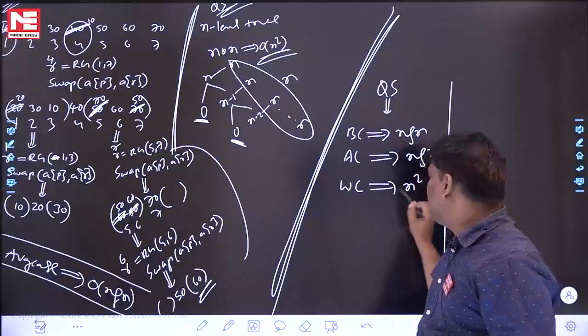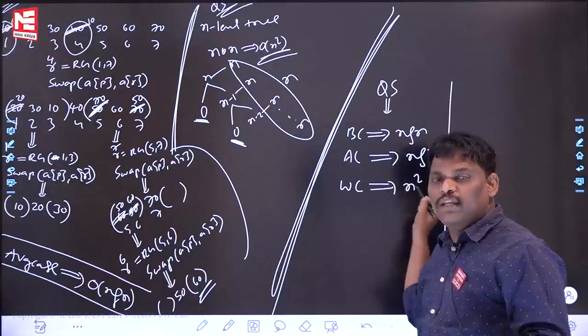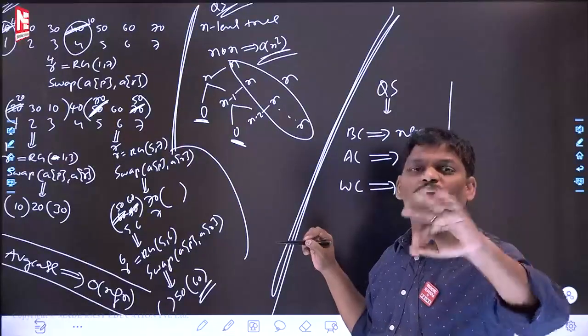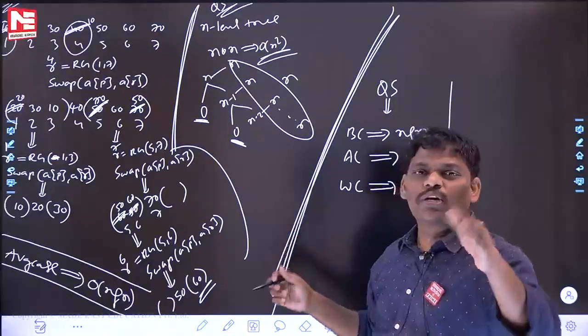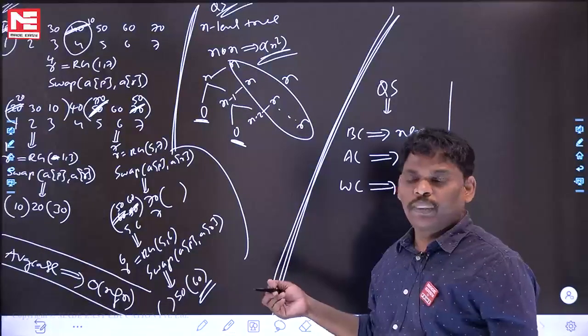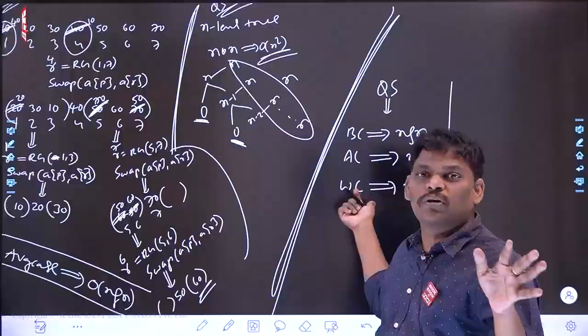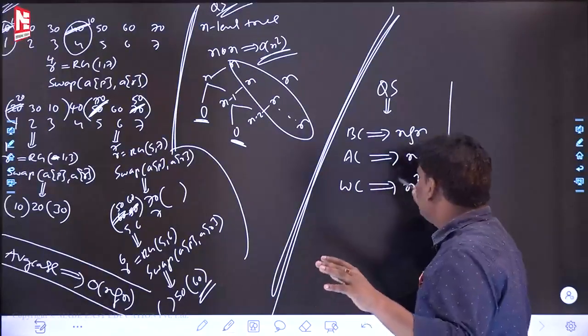What is the reason? It is a very rare incident. What is the meaning? Out of 100 inputs if you give, maybe 5 people will give worst case. That is also only if the array is already sorted. Otherwise not. It's a very rare incident, that is the reason.